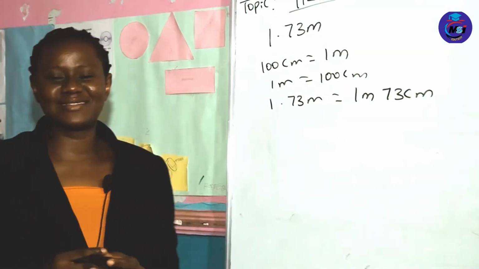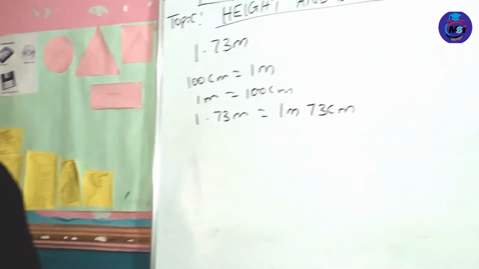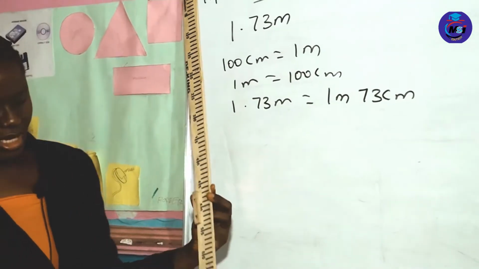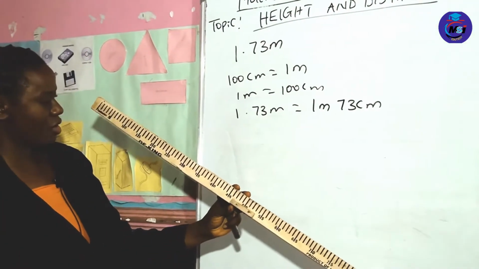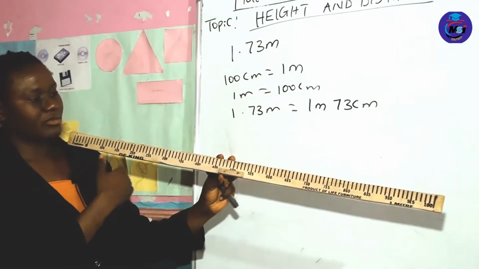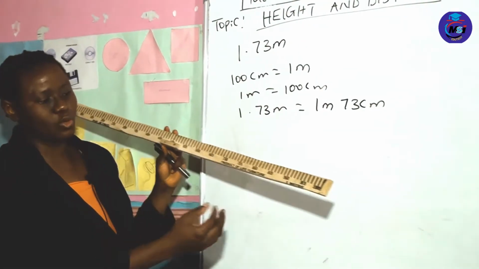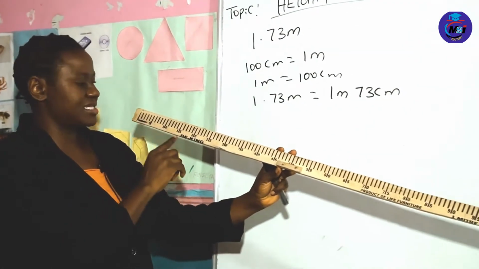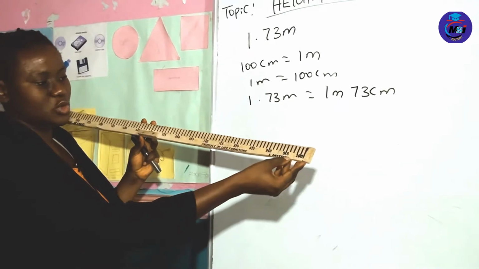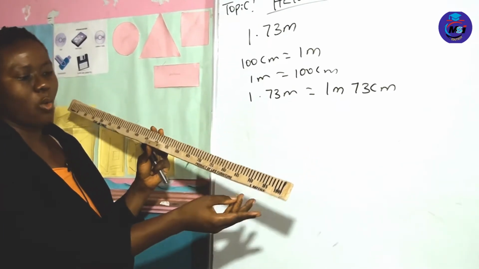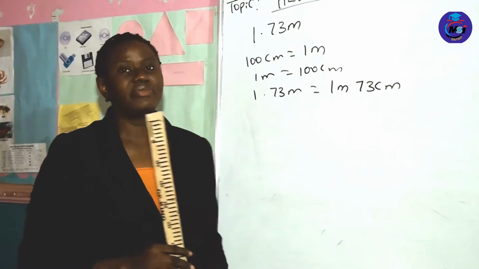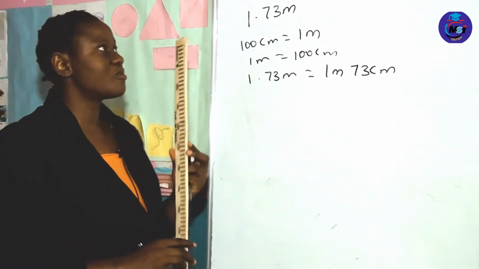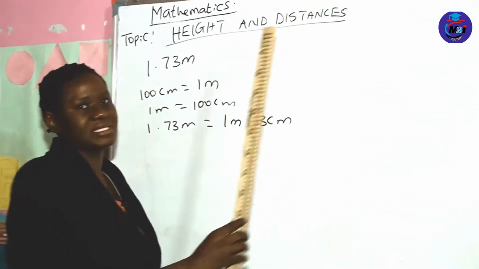We measure heights with a meter rule. This is a meter rule. A meter rule comprises lines. This rule has been calibrated to 100 centimeters, so 100 centimeters make 1 meter. Now you could measure the height of your friend. I could also measure the distance of this board with a meter rule.